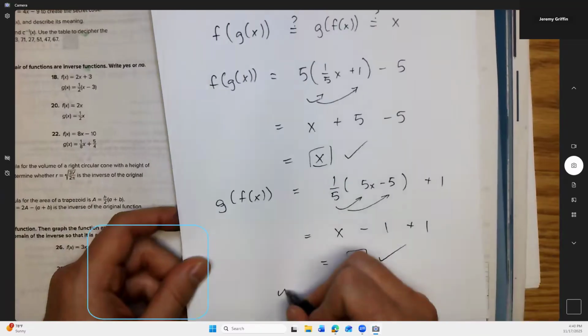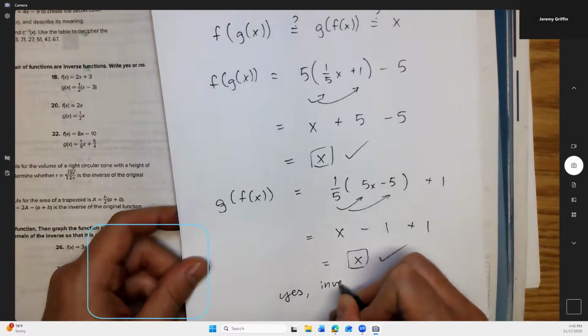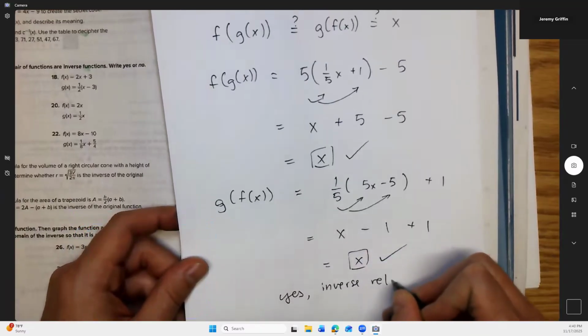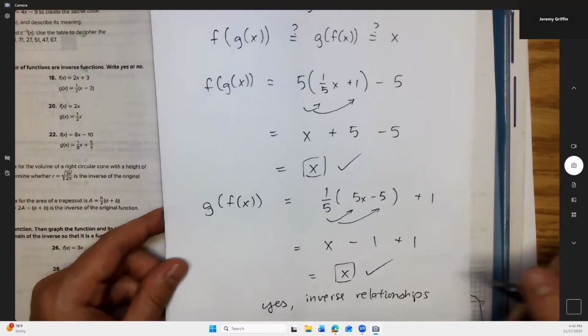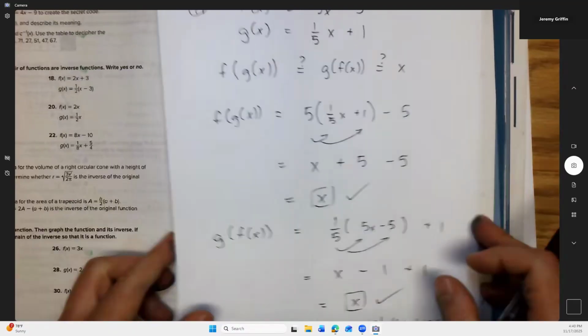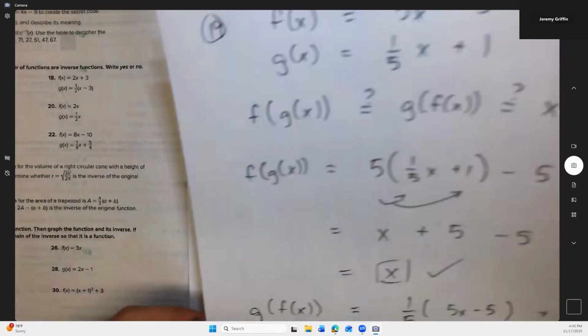So, yes, inverse relationships. Inverse functions. And if I graph these, then I could flip the paper over a 45-degree line and they would also line up.